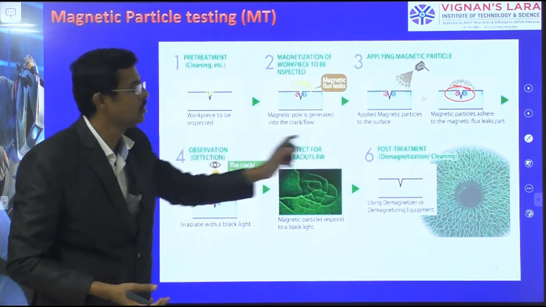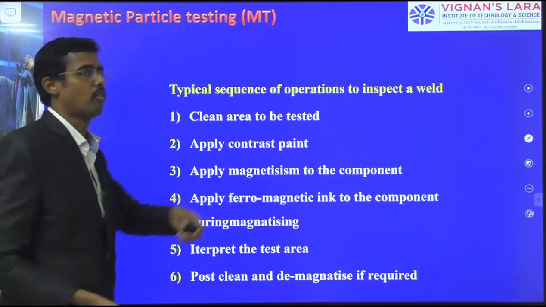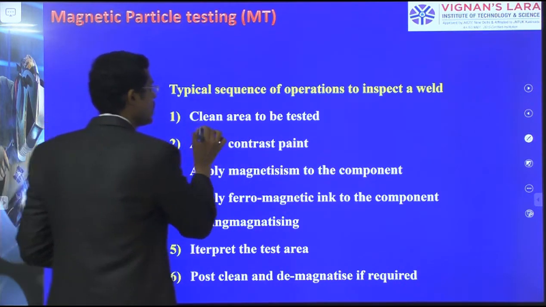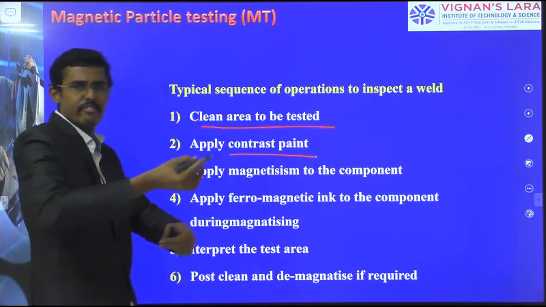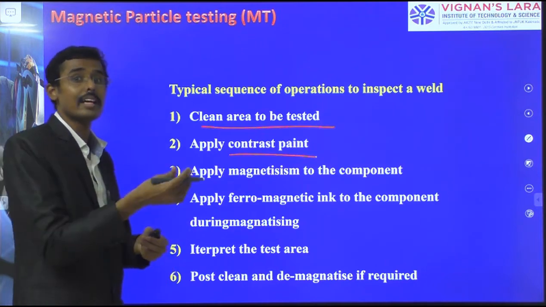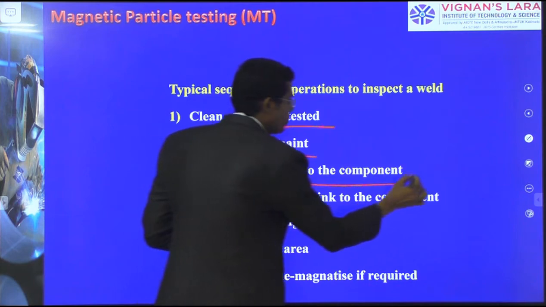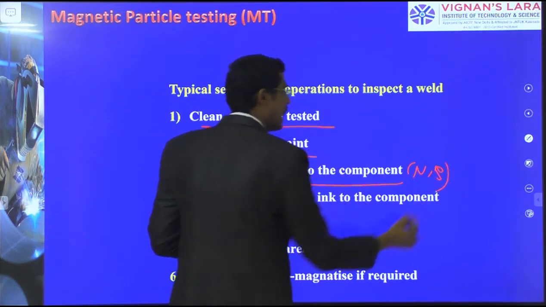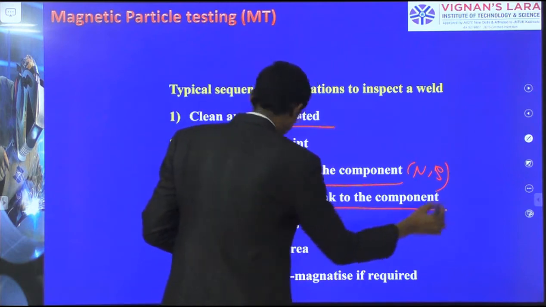So we will be able to see those things easily. So, typically, what are the steps involved? What I told you: the area to be tested is cleaned. Apply the contrast paint for identification over the cracked zone. Then only we apply the powders. Apply the magnetization to the component, where the north pole and south pole are added. After that, apply the ferromagnetic ink to the component.